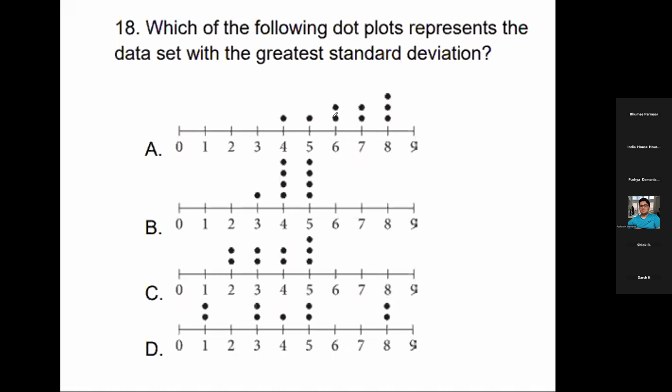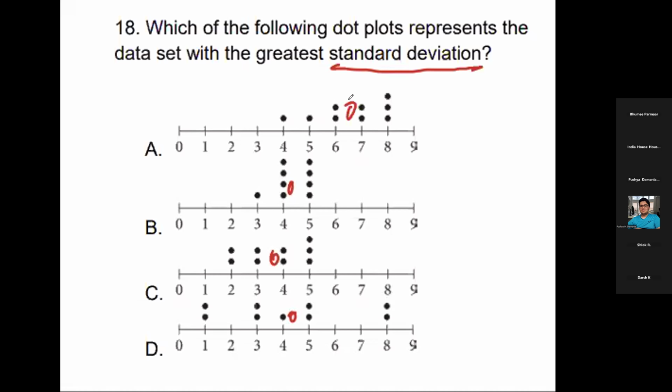Okay, so for question 18, it says which of the following dot plots represents the data set with the greatest standard deviation. So standard deviation just means like the average variance or distance each data set point is from the mean. So first we just have to find the mean. This would be like about here, about like here, about here, and then about here. And so now that we found the mean, we just have to find out which data set has the largest variance or the furthest data points from that mean.